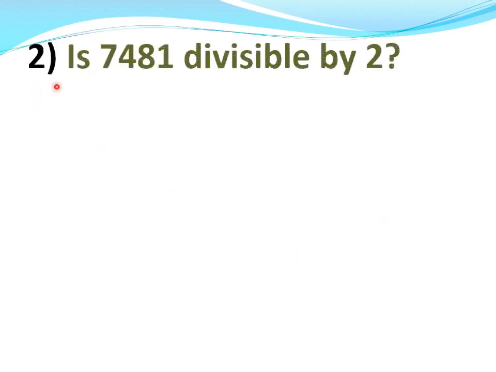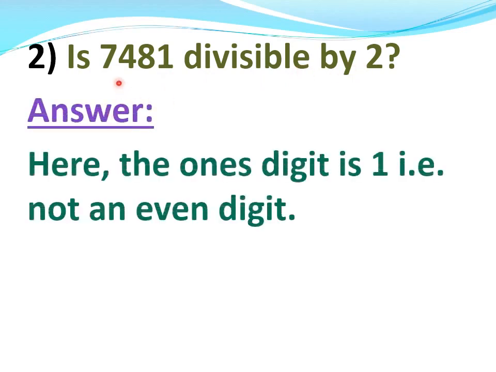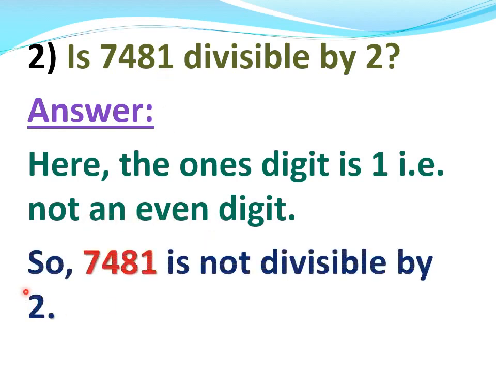Question number 2. Is 7481 divisible by 2? Answer. Here in the given number 7481, the ones digit is 1, that is not an even digit. So 7481 is not divisible by 2.